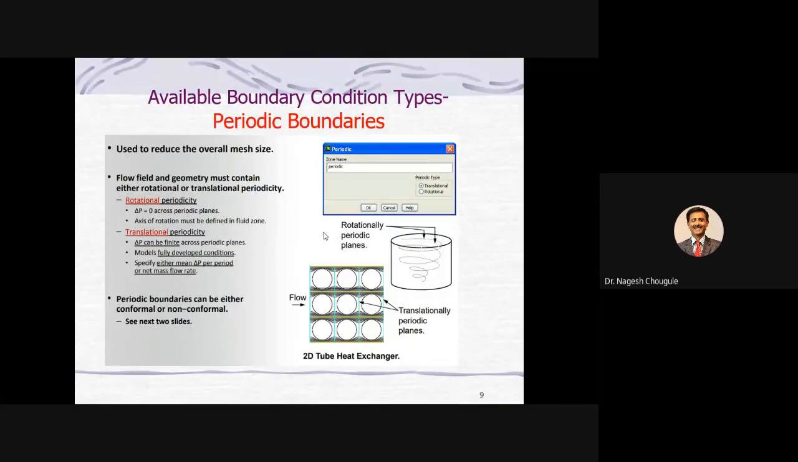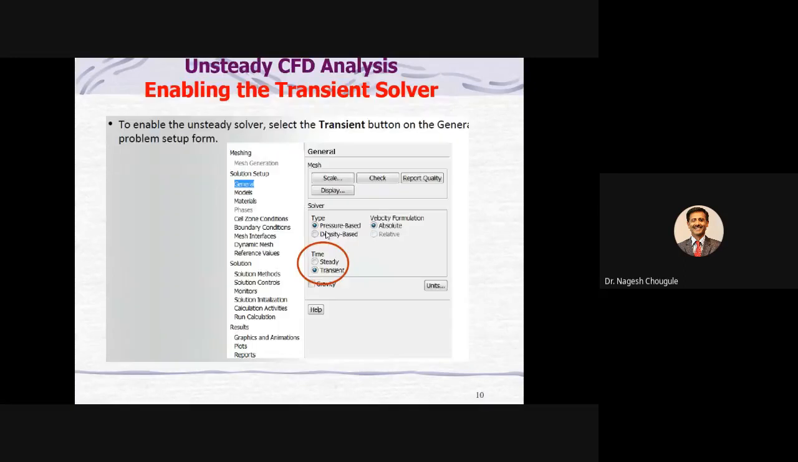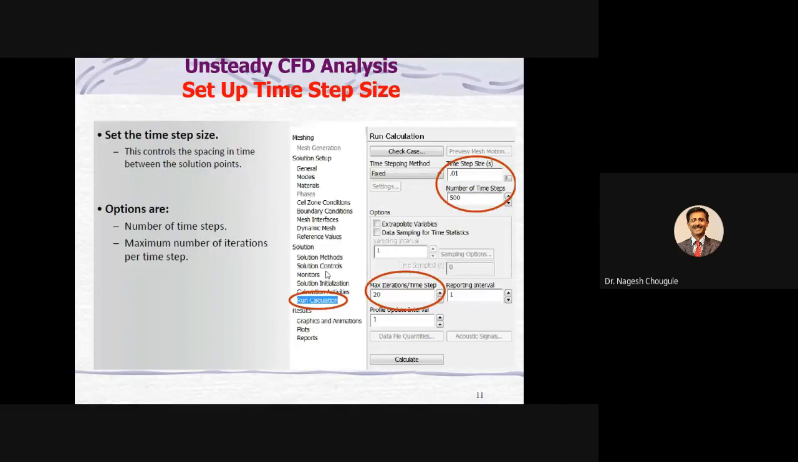Now today we are going to cover unsteady state analysis also. I will explain the first part of the transient analysis. Yesterday we solved the steady state problem. In unsteady state or transient analysis, our results vary with respect to time. So we have to select, in the general tab of the setup, the transient option button. That is one part.